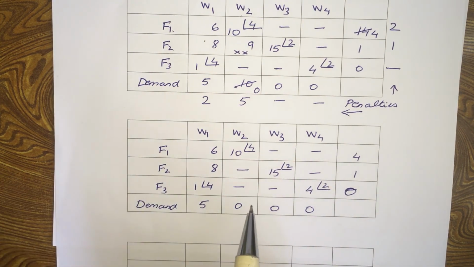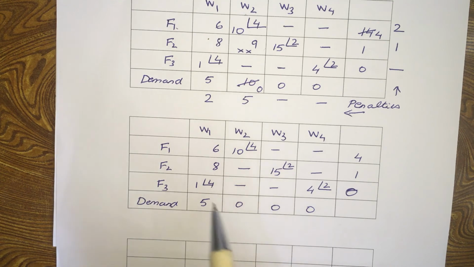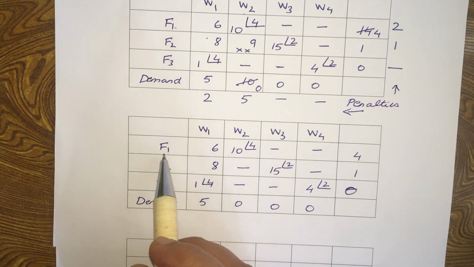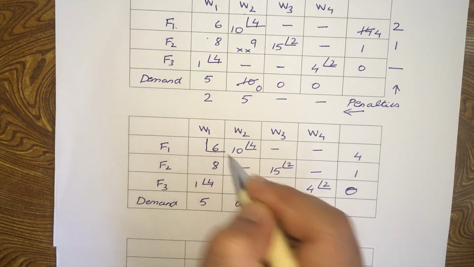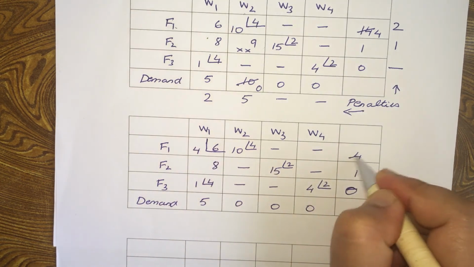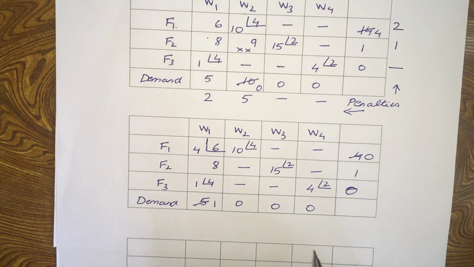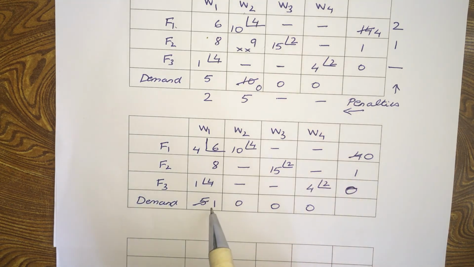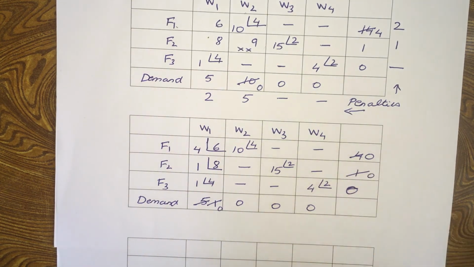So now, do we need to find out the penalties? We don't have to find out the penalties anymore because we only have W1, and that will be met from the supply centers F1 and F2. So what is the demand here? 5, supply is 4, so we'll allocate 4 here. This will be 0 and we are left with 1. So finally we have 1 supply, 1 demand, so allocate 1 there. So there we are done.